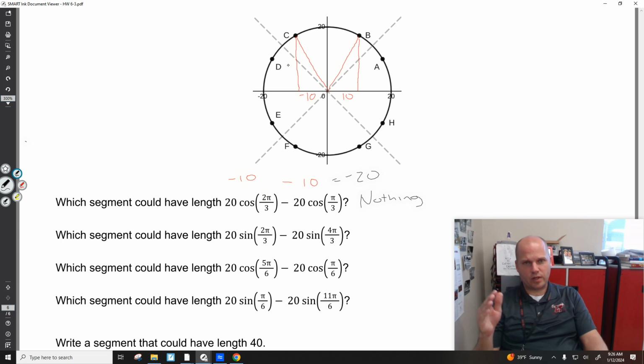Sine 2 pi over 3. Again, this was root 3 over 2 times a multiplier of 20. So this is 10 root 3. 10 root 3 is the sine of 2 pi over 3 times 20.